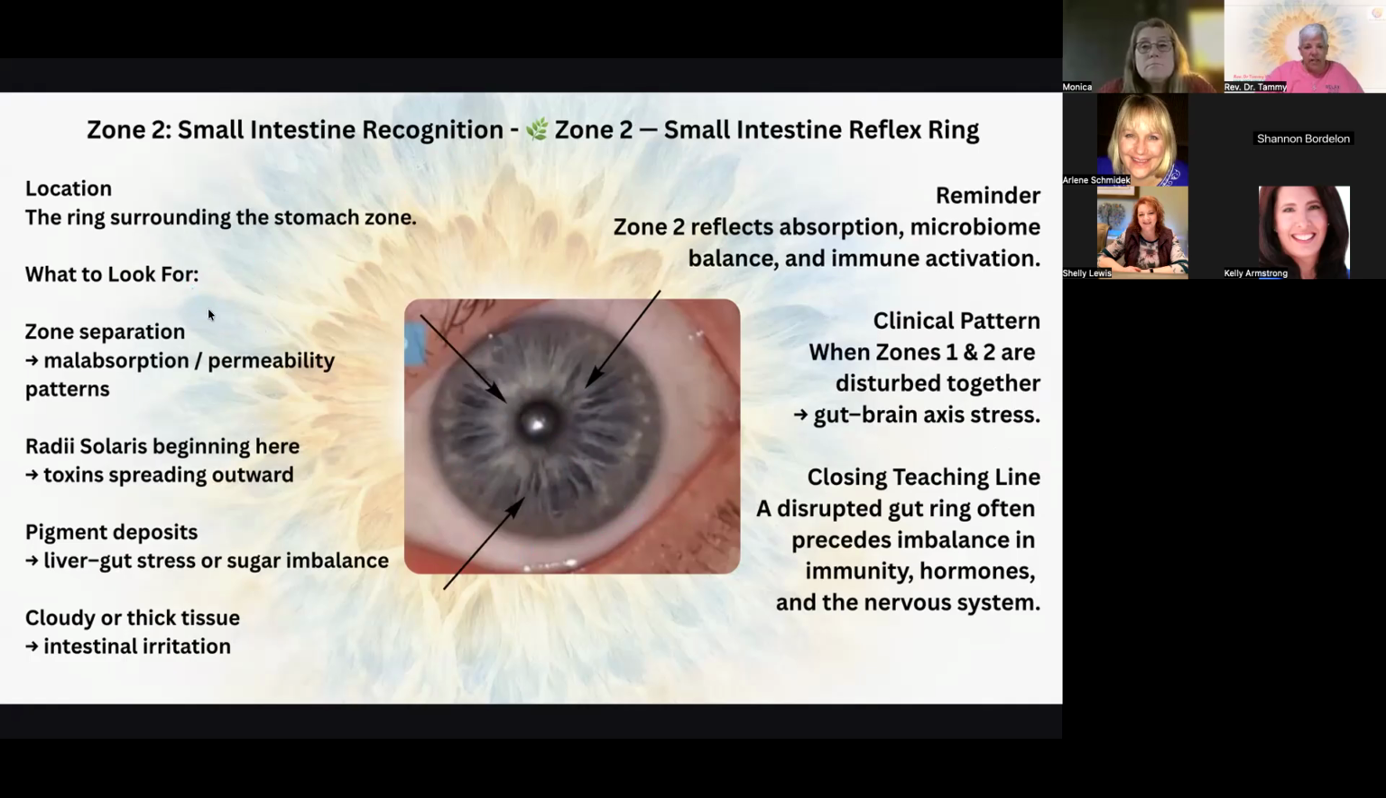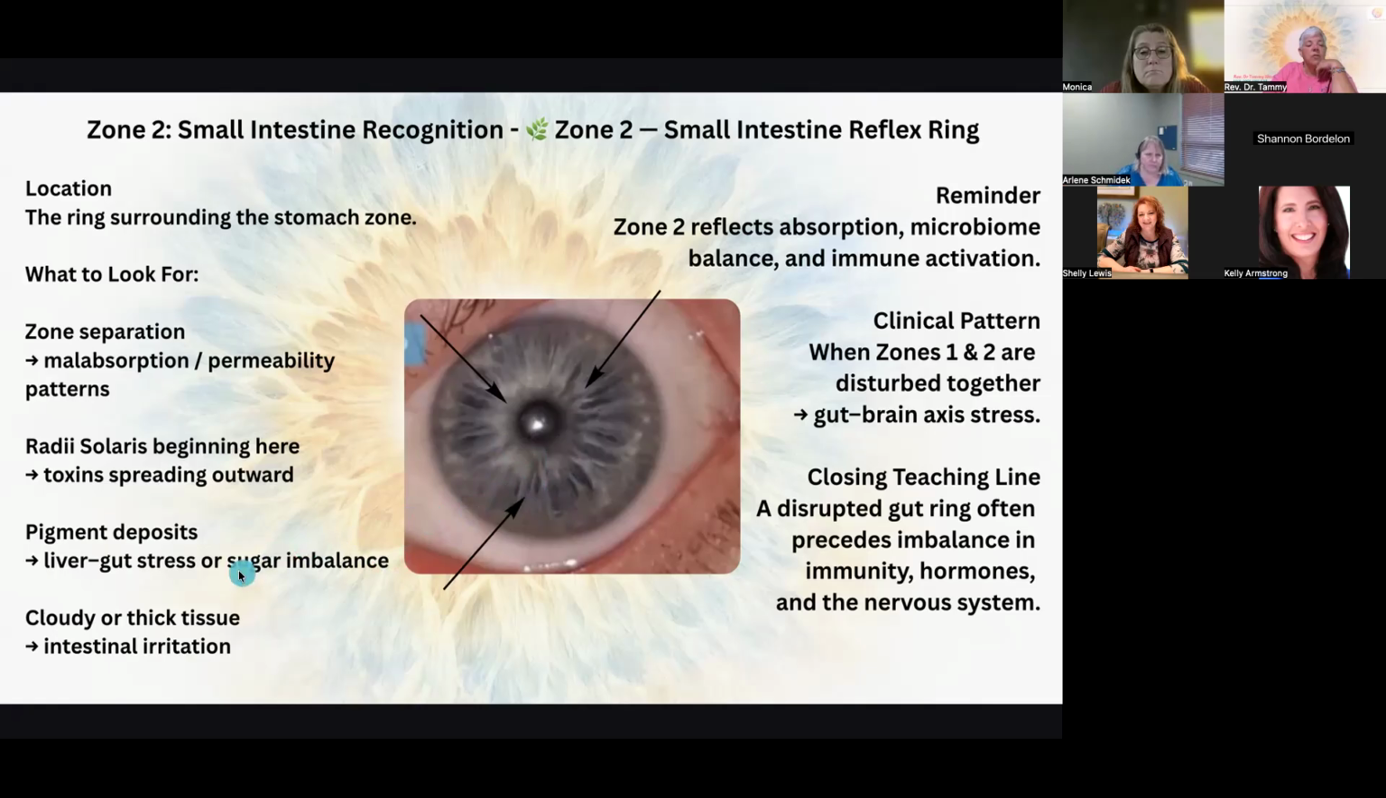Stomach intestine recognition, zone 2, small intestine reflex ring. So the location is the ring surrounding the stomach zone. Remember, it's this ring way out here. This is small intestine, and what you're looking for is malabsorption and permeability patterns. So if the zones are kind of separated, which we see here, if you see some radii solaris going on, which we do right down in here, maybe even one starting here, these are toxins spreading outward, or think of leaky gut.